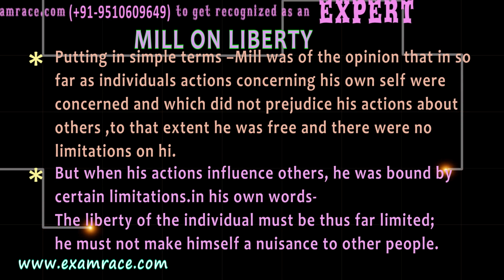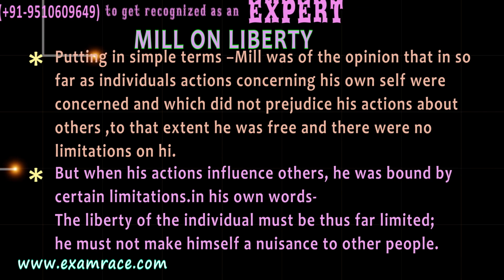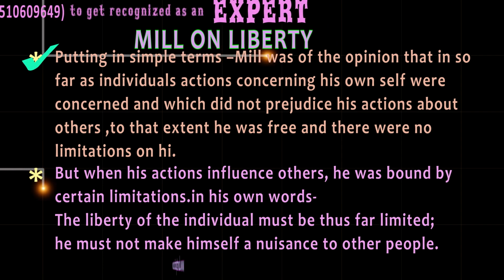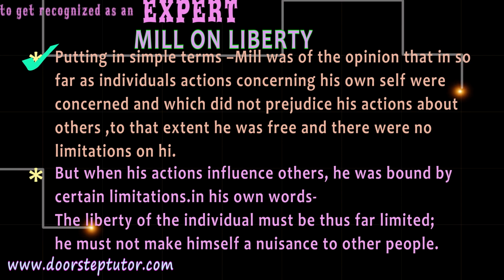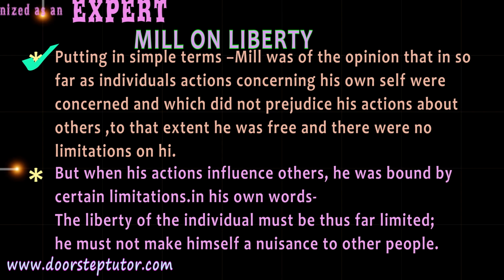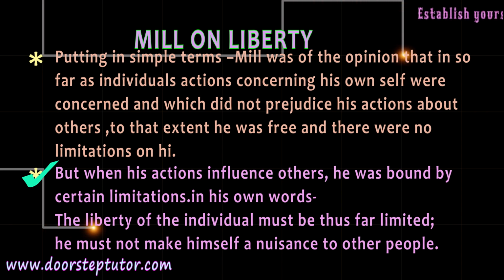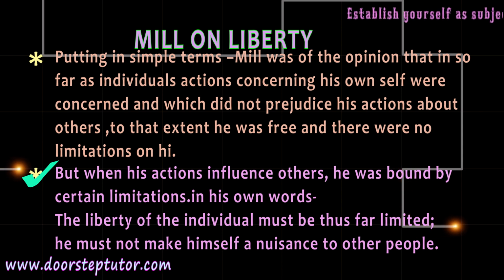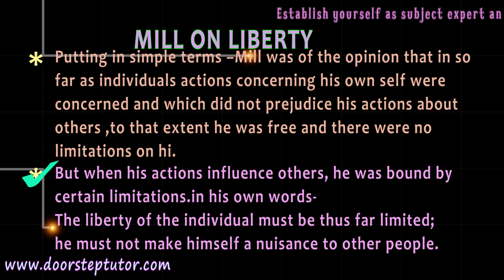So, what does that actually mean? That entire para, if I put it in simple terms: Mill was of the opinion that in so far as an individual's actions concerned his own self and did not prejudice others, to that extent he was free, and there were no limitations on him. But when his actions influence others, he was bound by certain limitations. In his own words, the liberty of the individual must be thus far limited.